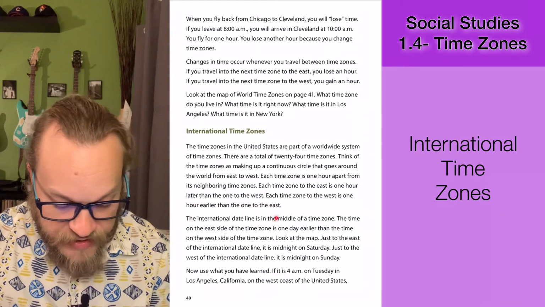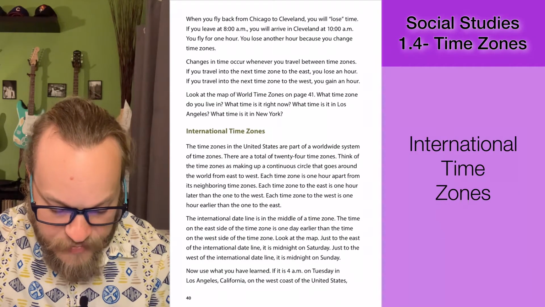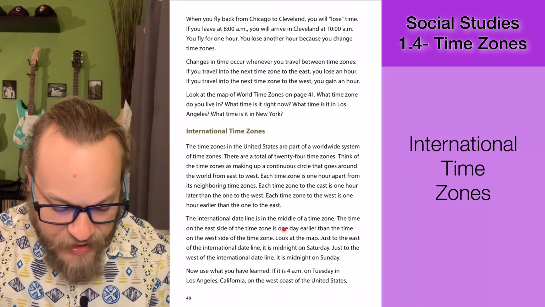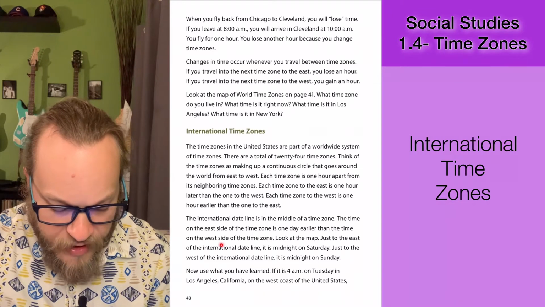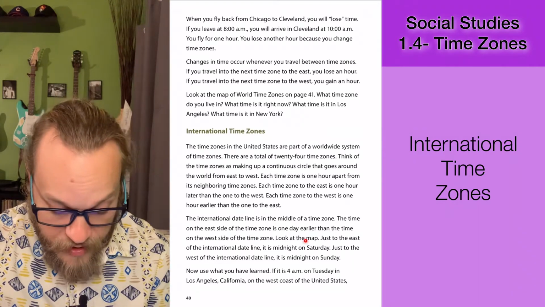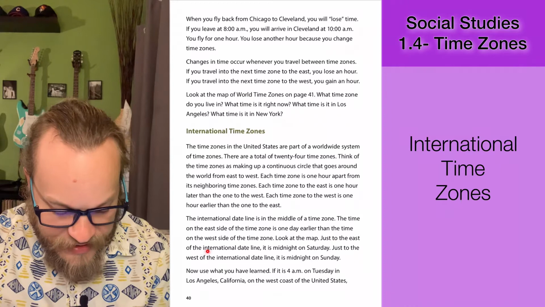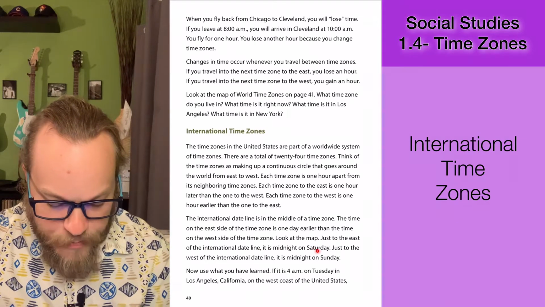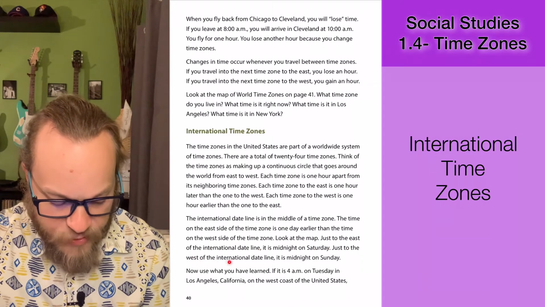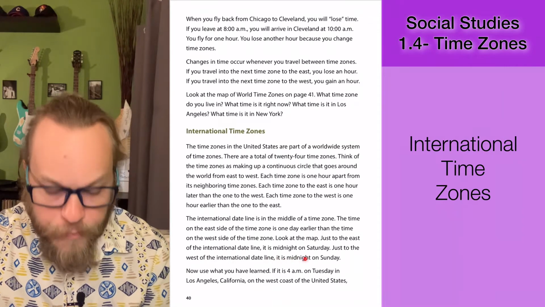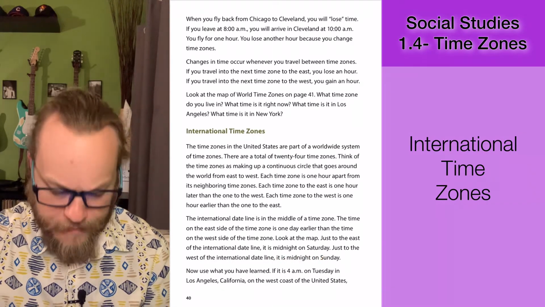The international dateline is in the middle of a time zone. The time on the east side of the time zone is 1 day earlier than the time on the west side of that time zone. Look at this map. Just to the east of the international dateline, it is midnight on Saturday. Just to the west of the international dateline, it would be midnight on Sunday.